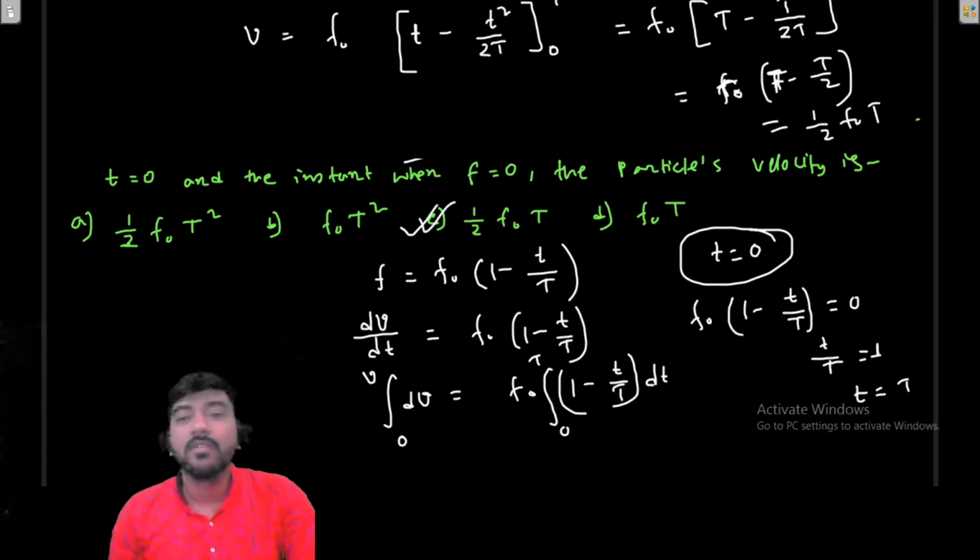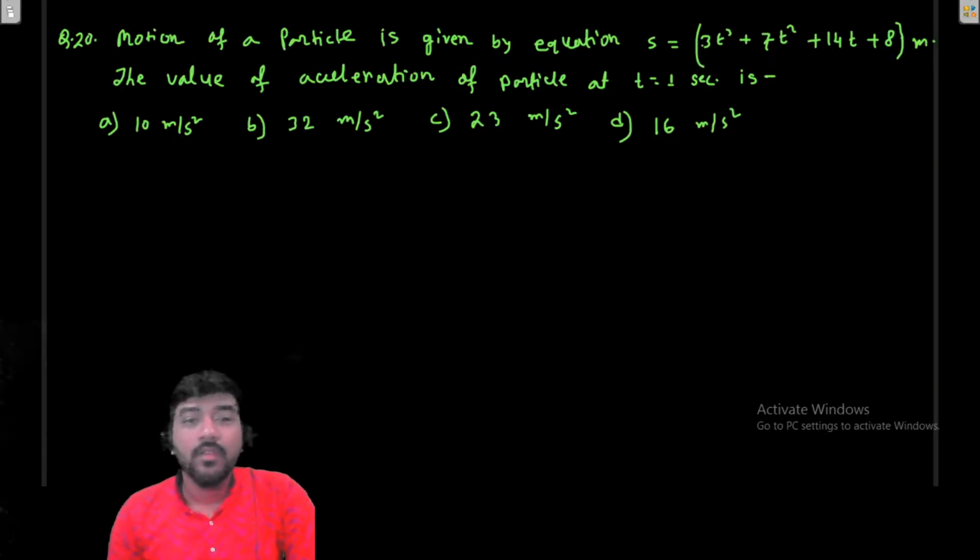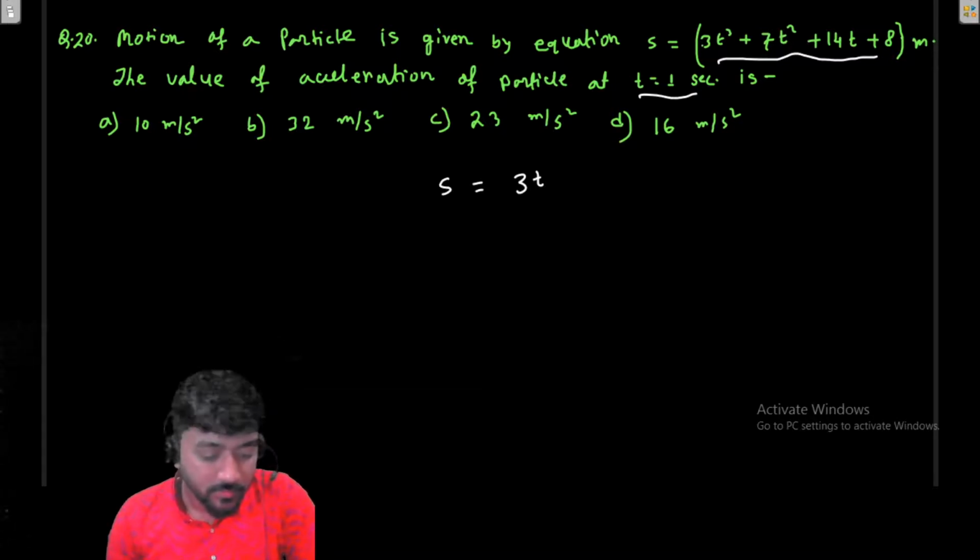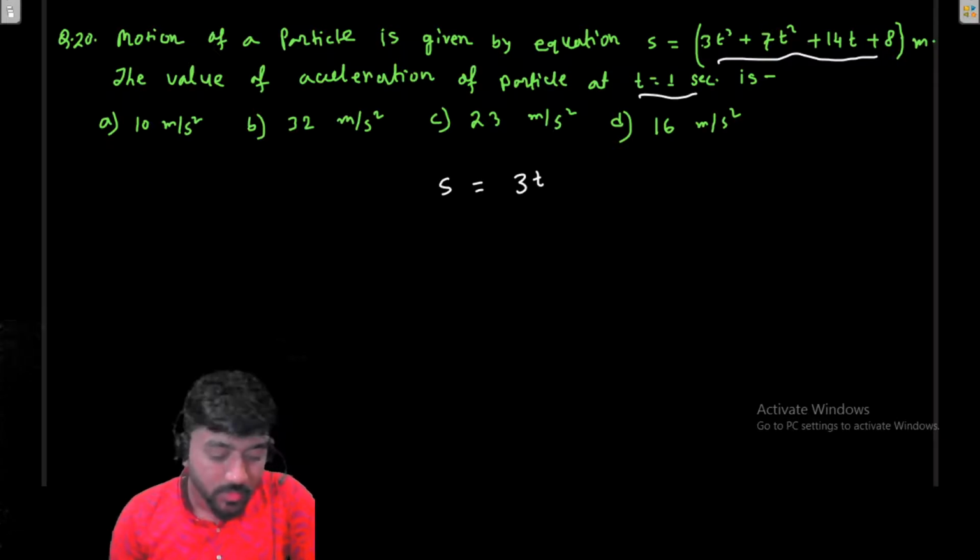Okay. So next question. Motion of a particle is given by the equation x is equal to this. Find the value of acceleration of the particle at t equal to 1 second. So it's just a 2 times differentiation you need to do. It's a very easy question. So S is given here as 3t cube, I think. Let me check once. Question number 20. Yes, this is 3t cube.